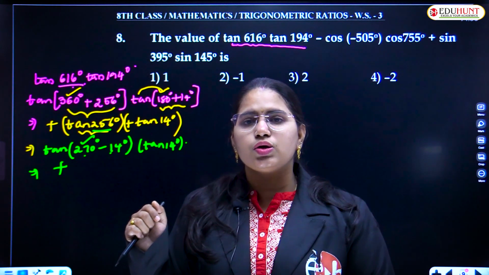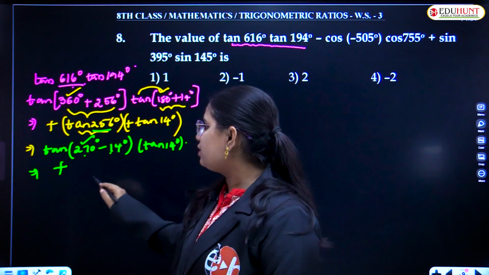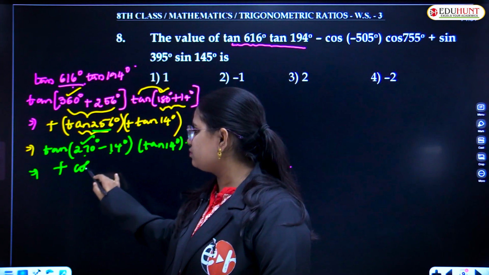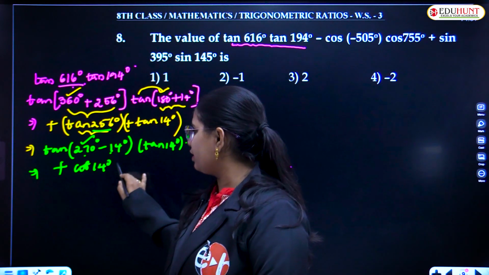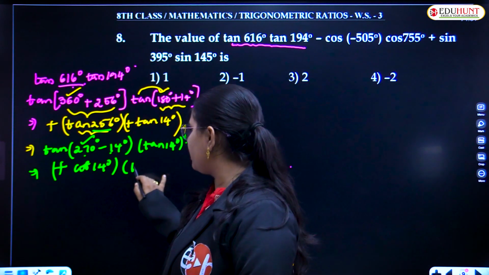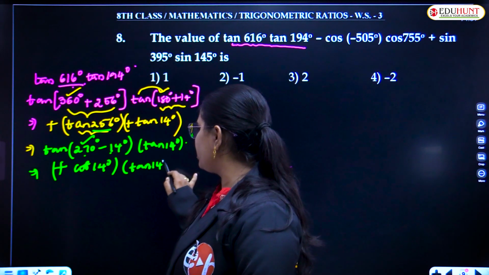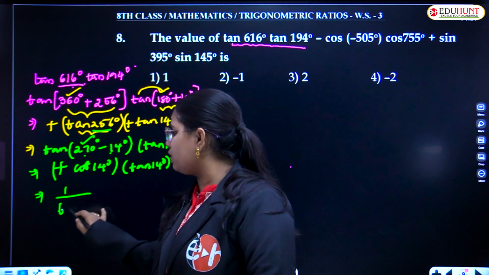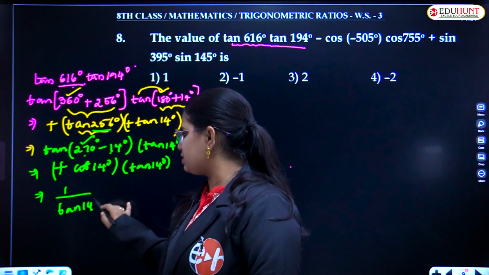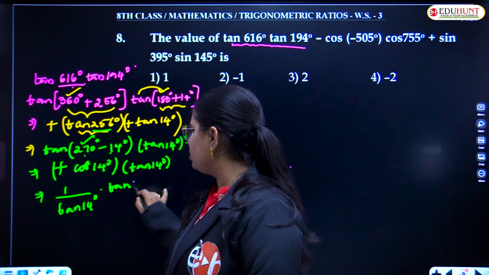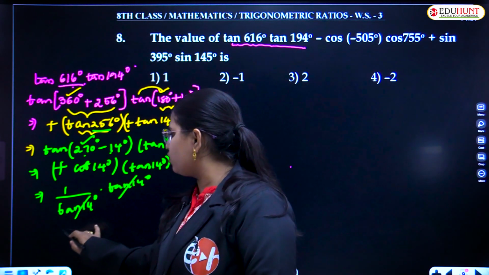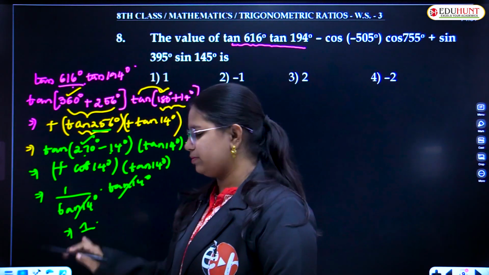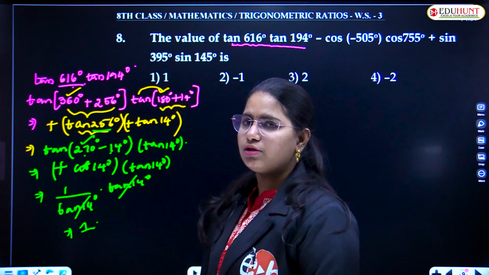93 is 270. So I need to write cot 14 degree. This needs to be multiplied with tan 14 degree. The cot function is defined as the reciprocal of the tan function. This is 1 by tan 14 into tan 14 degree. Cancel both, and you will be left over with 1.